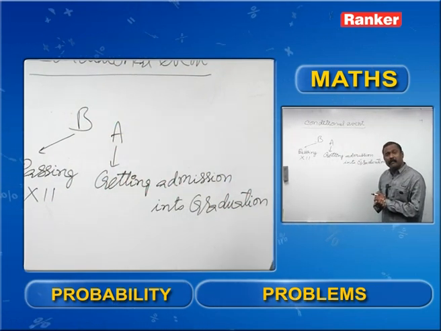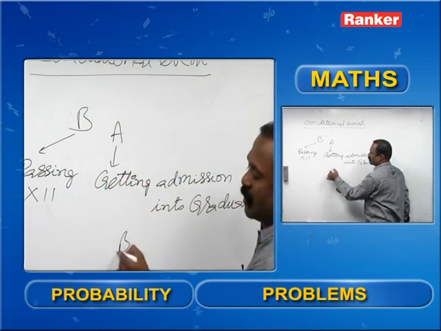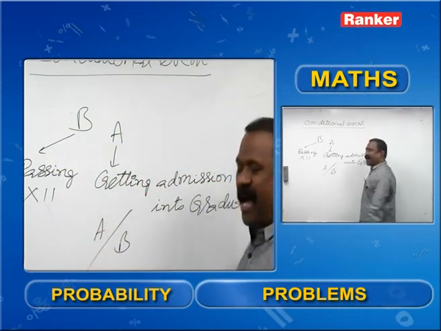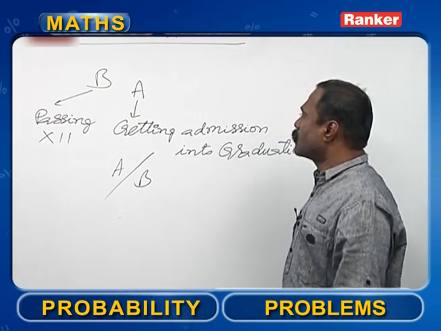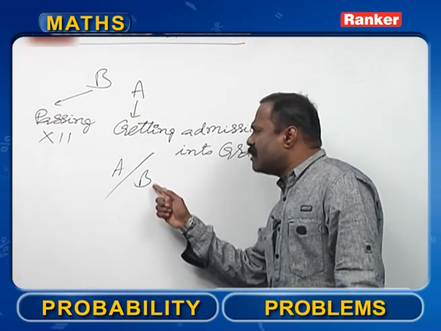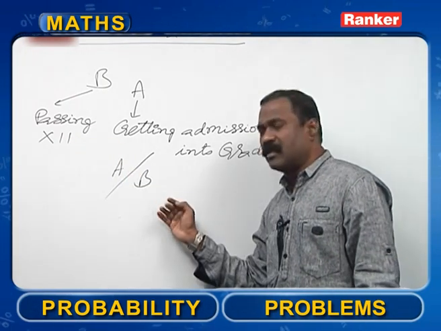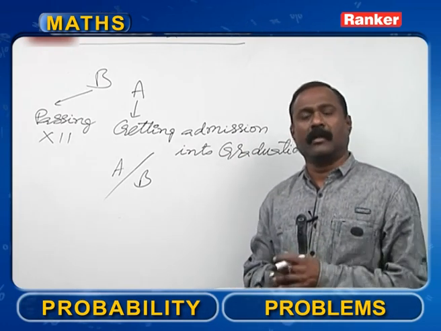So, which one must occur first? It's common sense. B must occur first, then only A occurs. So it is termed as A after B, which is nothing but a conditional event. B must occur first, you must pass 12th, then only you will be getting admission into graduation.